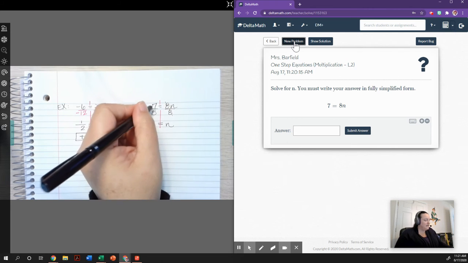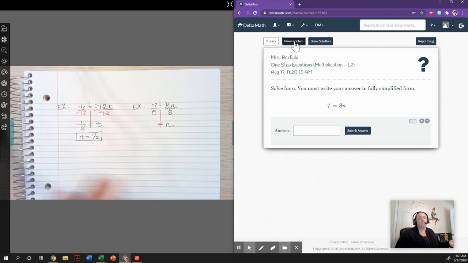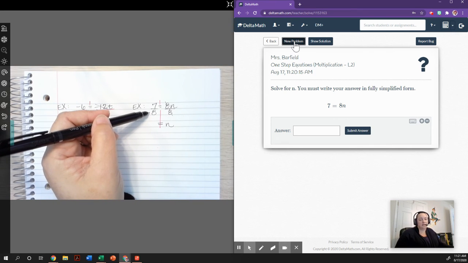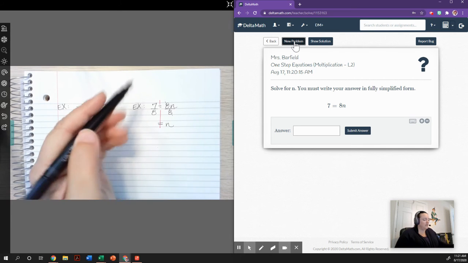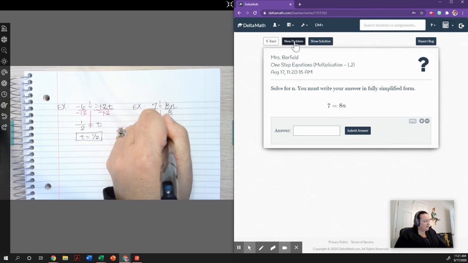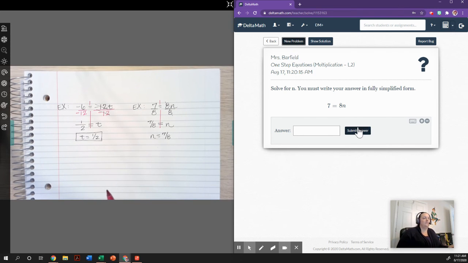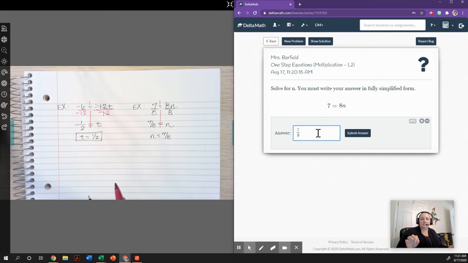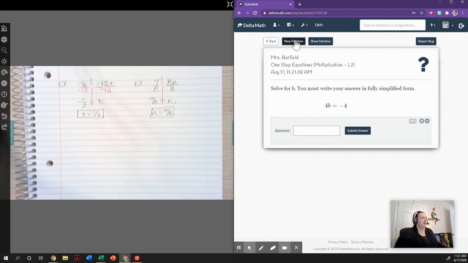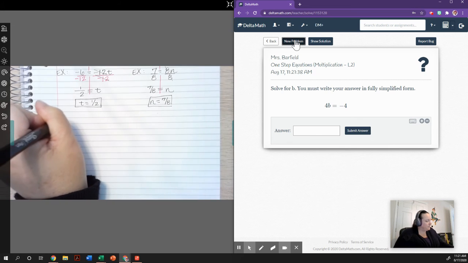So I bring down the n. 7 over 8, there's nothing I can do. 7 is only divisible by 1 and 7. 8 is not divisible by 7, and we don't use 1 in this process. So I just rewrite that as 7 over 8. Then I go over here and type 7 divided by 8. Remember, the divide symbol is the / on your keyboard. Submit answer. Yes.